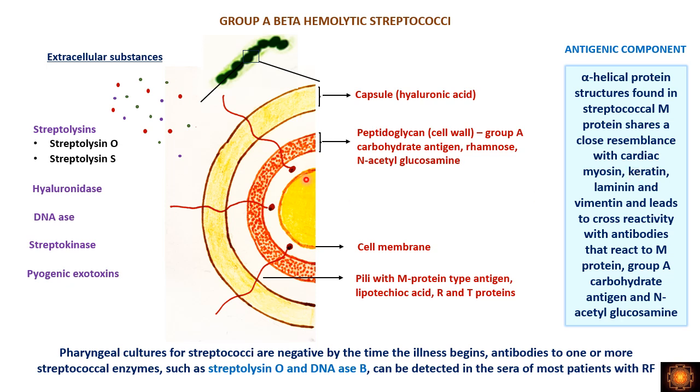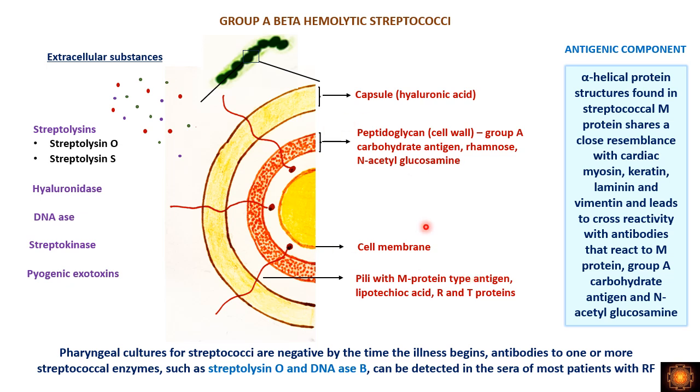Now this streptococci also produces certain extracellular substances like streptolysins. In this we have two types: streptolysin O, which is oxygen labile, and streptolysin S, which is oxygen stable. Then hyaluronidase, DNase, streptokinase, and pyogenic exotoxins. Now, by the time the patient develops rheumatic fever, the beta hemolytic streptococci would have disappeared. That's why in a patient with acute rheumatic fever, if we take a swab for pharyngeal culture, it will come out negative because the infection would have gone, but the antibodies which are formed against these antigenic components will be causing damage to the tissue.